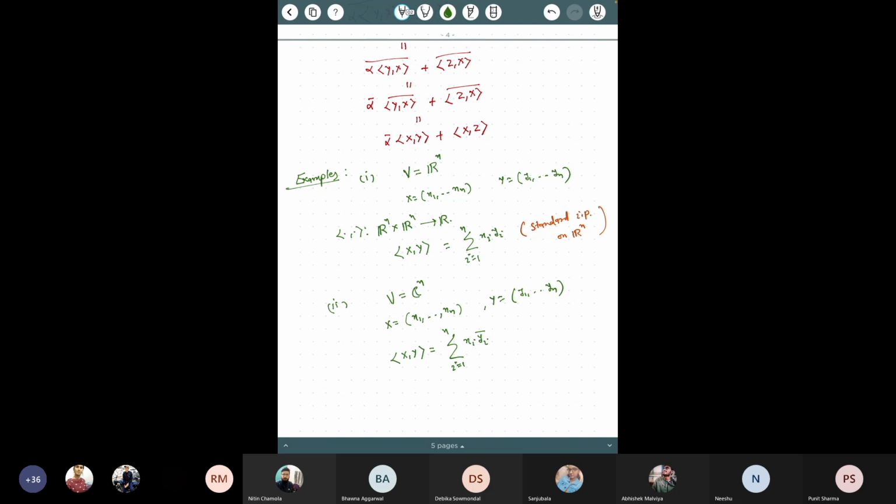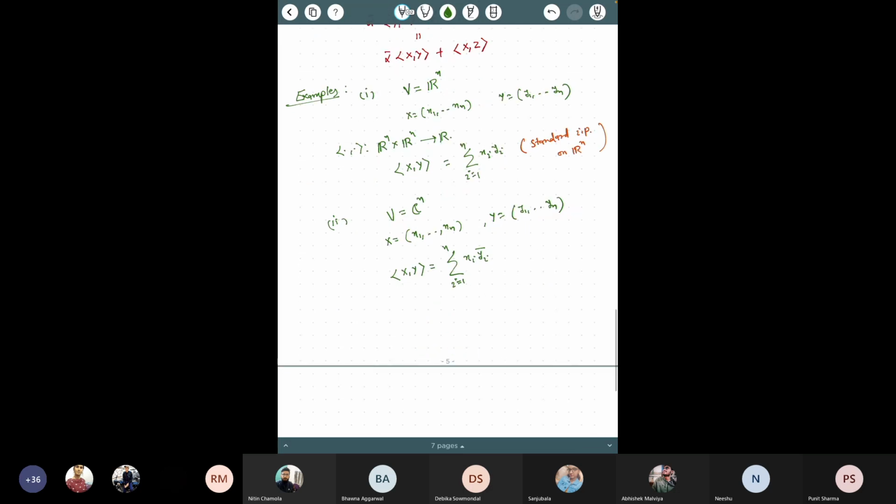Why do we need this? Because if we don't take the conjugate of yi for each i, then it won't satisfy the second property of the inner product. So we need this, and you can verify that this is again an inner product on Cn, and this inner product is called the standard inner product on Cn. All right, so now on Rn you have an inner product, and on Cn also you have an inner product.